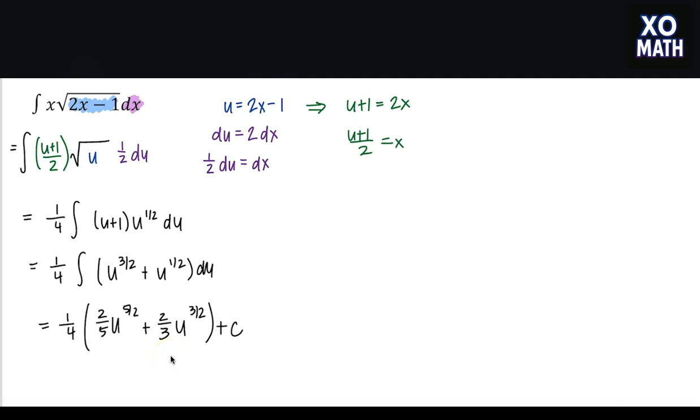So now we will substitute our u back in, and we'll also at the same time distribute in the 1/4. So that's going to leave me with, let's see, 1/4 times 2/5. If I divide 2 into 4, I'm going to have just 1/10. So I'm going to have 1 over 10, and then 2x minus 1 to the 5/2. And then here, if I distribute 1/4 times 2/3, again, the 2 divides into 4 2 times, so 2 times 3 on the bottom is 6. So I'll have plus 1/6 times the quantity 2x minus 1 to the 3/2 plus c.